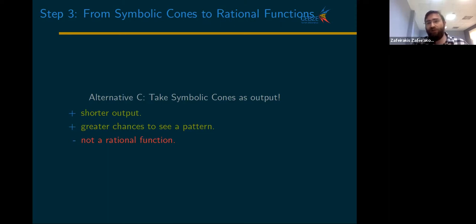But so we had the apex and generators, and we want to get the rational generating function. But what else we can do is just keep the cones, right? Do not write them as rational generating functions. So the output is shorter because these rational generating functions may have large numerators. You may see a pattern. These are the positive sides, but it's not a rational function, which usually is a good thing for combinatorial problems, for example.